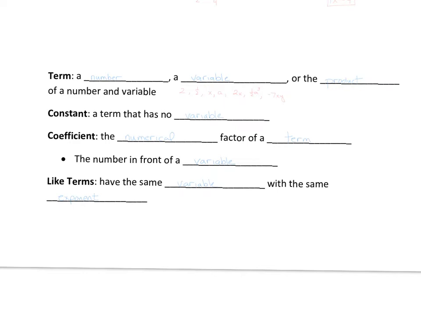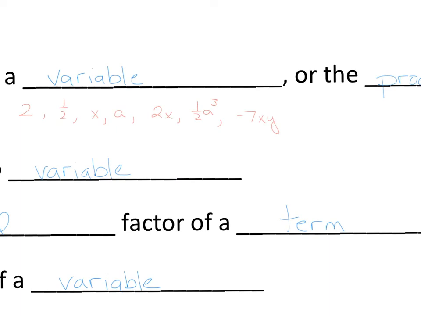Okay, our next vocab word is a coefficient, the numerical factor of a term. Now, what we would really say in class is just, it's the number in front of a variable. So when we're looking back up at some of these examples, the number in front of the variable here would be a 2, so your coefficient would be 2. This guy would be a half, coefficient of a half. This guy would be -7. So coefficient, just the number in front, okay?